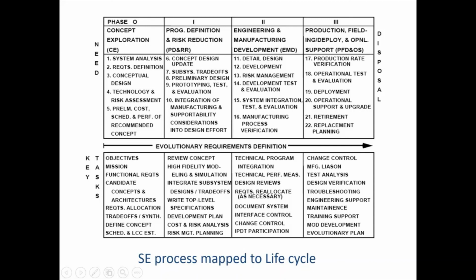You can see need and key tasks. We need CE, PD, EMD, PFD, and finally disposal. And apart from that, we need objectives, review, technical program, and change control. Okay, both should work together to get a good system engineering process mapped to life cycle. Okay. So there are 22 different steps to achieve a perfect system engineering life cycle, starting from system analysis to replacement planning.